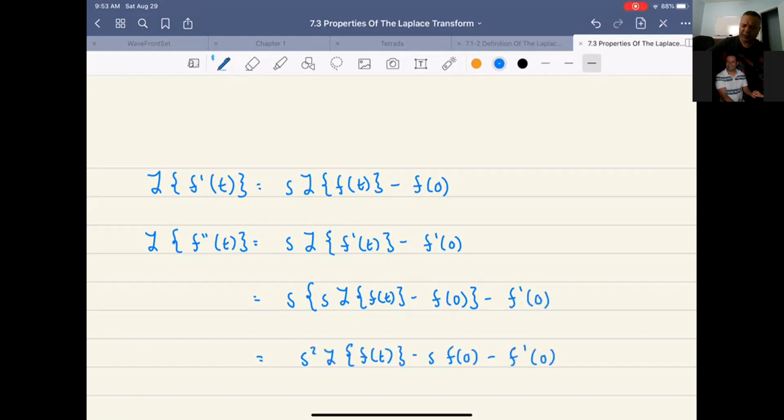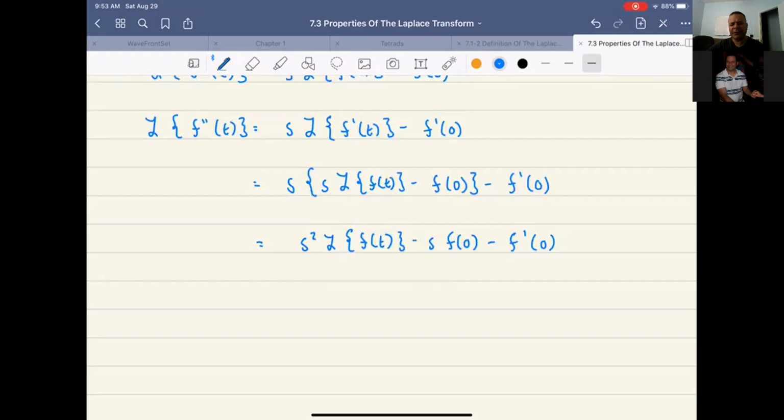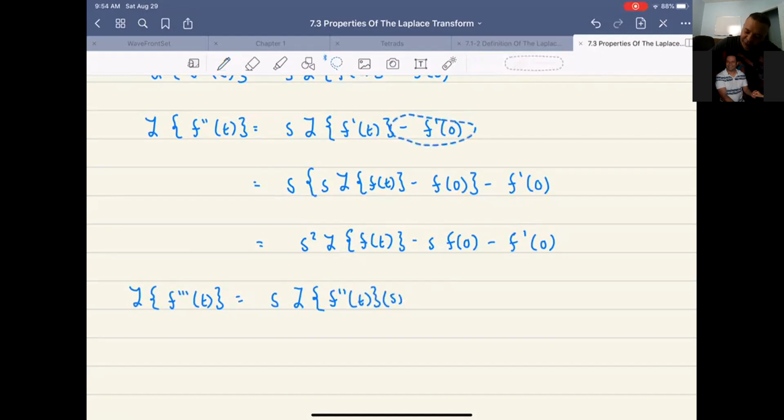Let's do one more. Let's do f triple prime. L of f triple prime. Well, that's going to be s times L of f double prime of t. I should put an s on here as well. Do that for completeness.